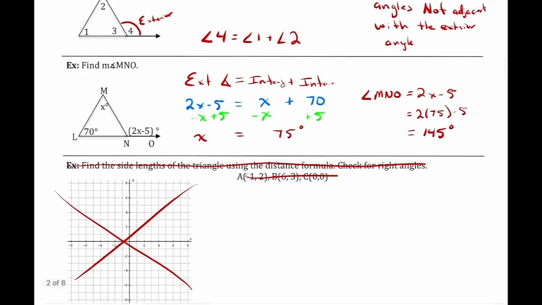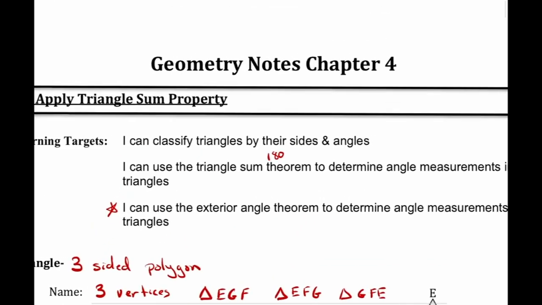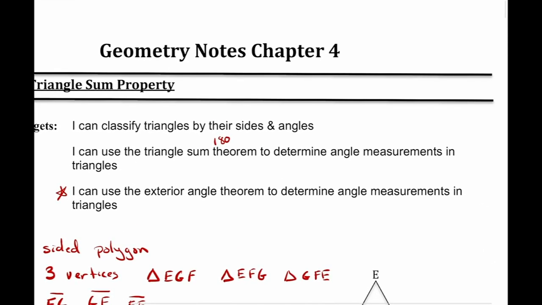That's it for the notes here. Again, our goal was to be able to classify triangles by their sides and angles. We want to be able to use the triangle sum theorem to determine the measurements in triangles. Again, triangles add up to 180. And then use the exterior angle theorem to determine an angle measurement, which again specifies that the exterior angle equals the 2 remote interior angles.